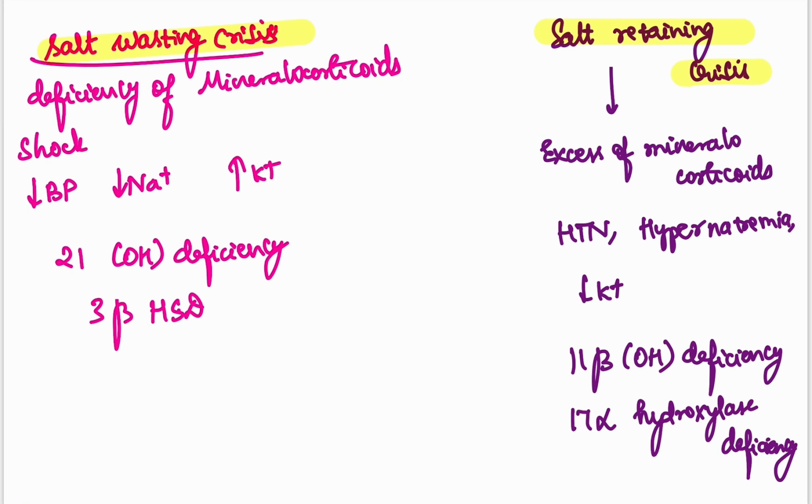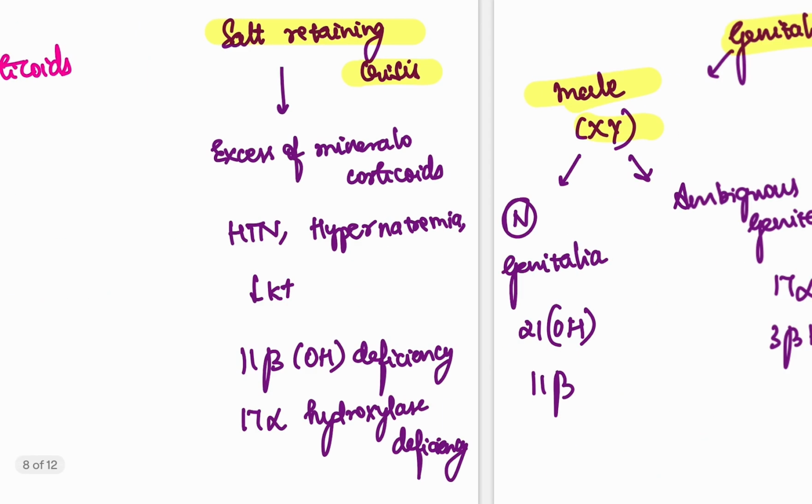So this is going to happen only in 2 conditions. One is 21 and the other is 3. Just remember 21 and 3 for salt wasting crisis: 21 hydroxylase deficiency and 3 beta HSD. In case of salt retaining crisis, there is excess of mineralocorticoids. So the patient is going to present with hypertension, hypernatremia, and hypokalemia. The first number is going to start with 1. It can be 11 beta or 17 alpha: 11 beta hydroxylase deficiency, 17 alpha hydroxylase deficiency.